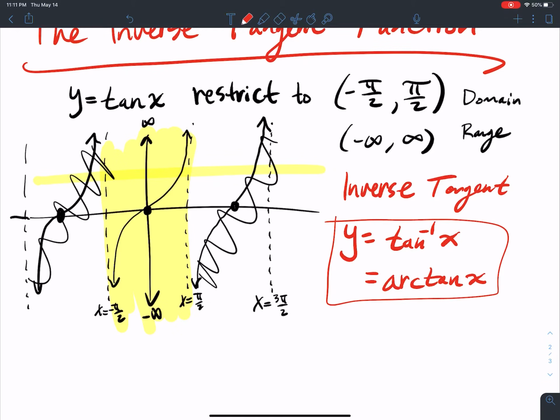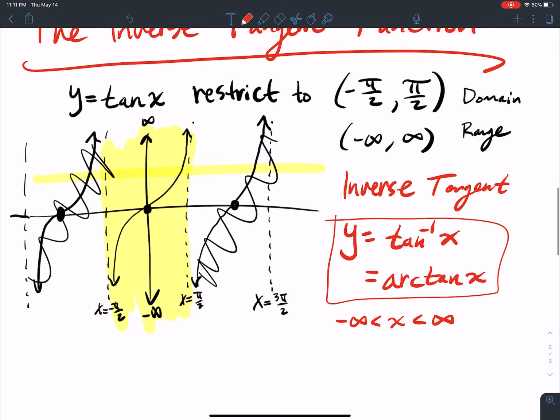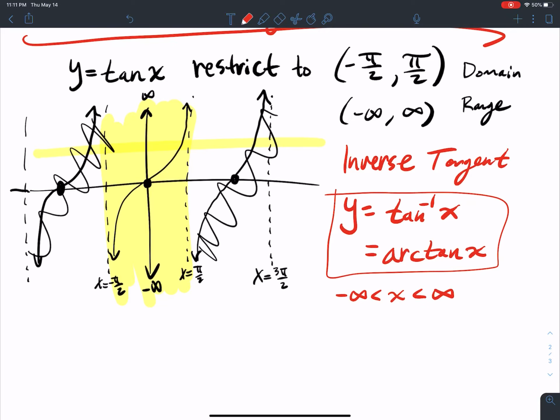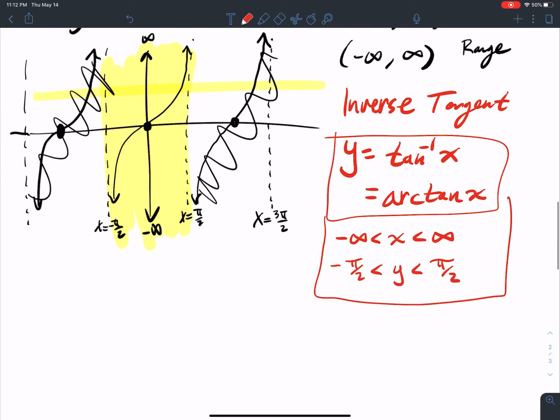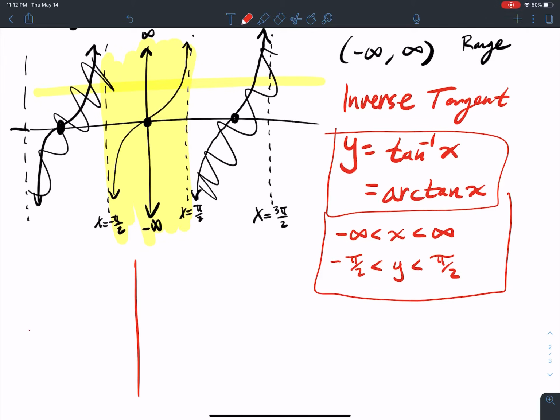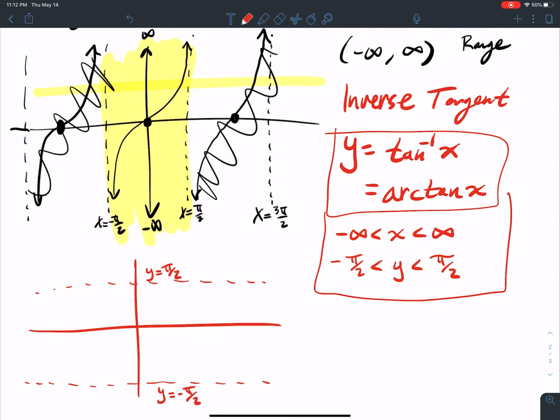All right. How is it defined? Well, this is defined from negative infinity to positive infinity for x. So any value you can plug in, and for the y value, the range now goes between negative pi over 2 all the way to pi over 2. Okay? So what does this look like in the graph? We literally take our graph and we turn it on its end. So instead of vertical asymptotes, now we're going to have horizontal asymptotes. So horizontal asymptotes at y equals pi over 2 and y equals negative pi over 2. And it's going to look something like this.